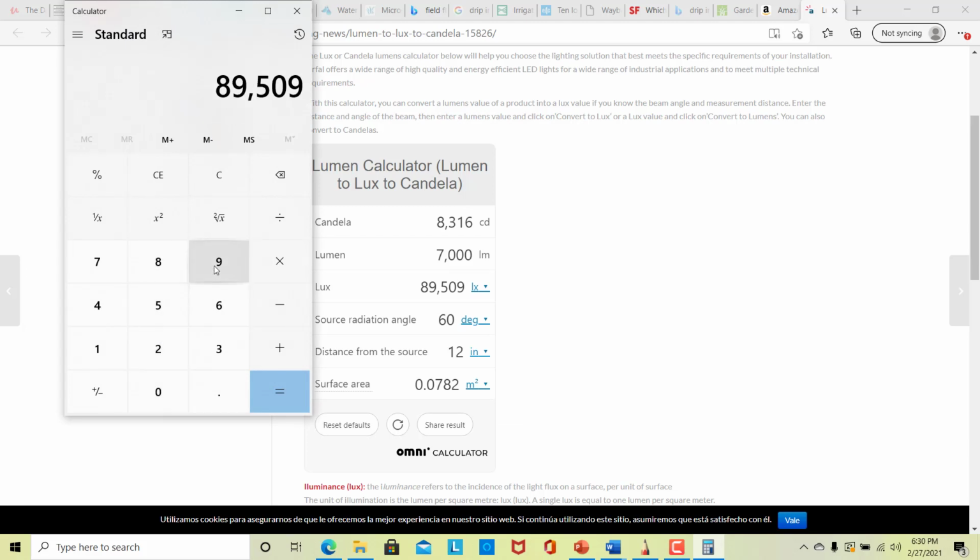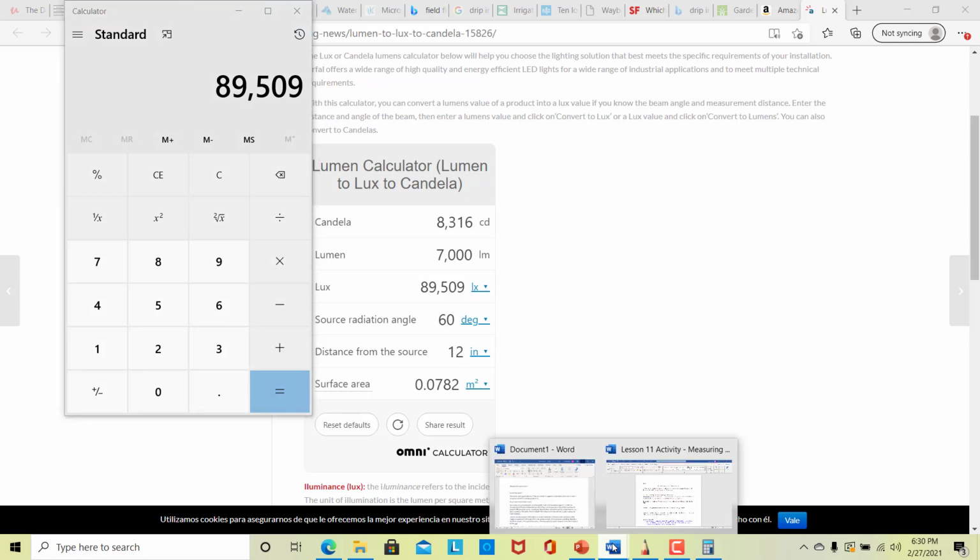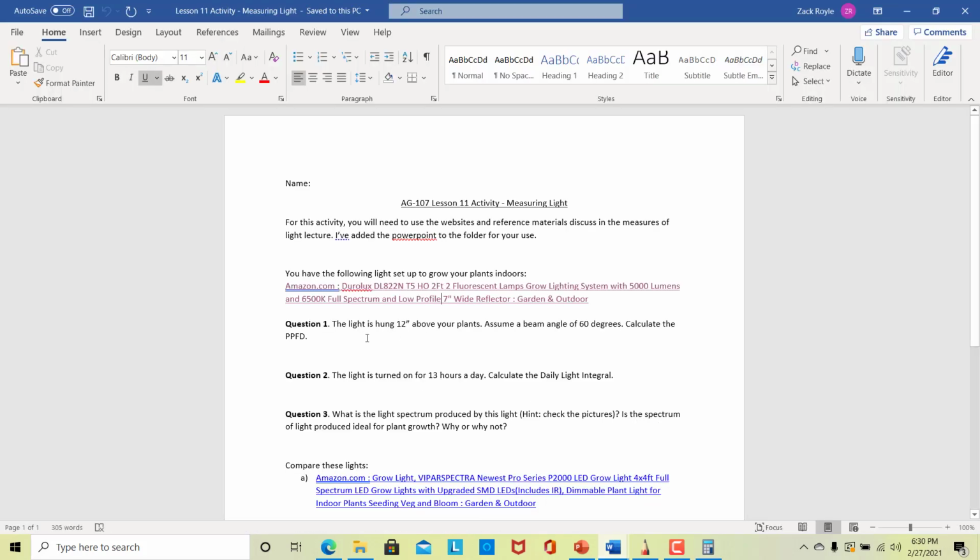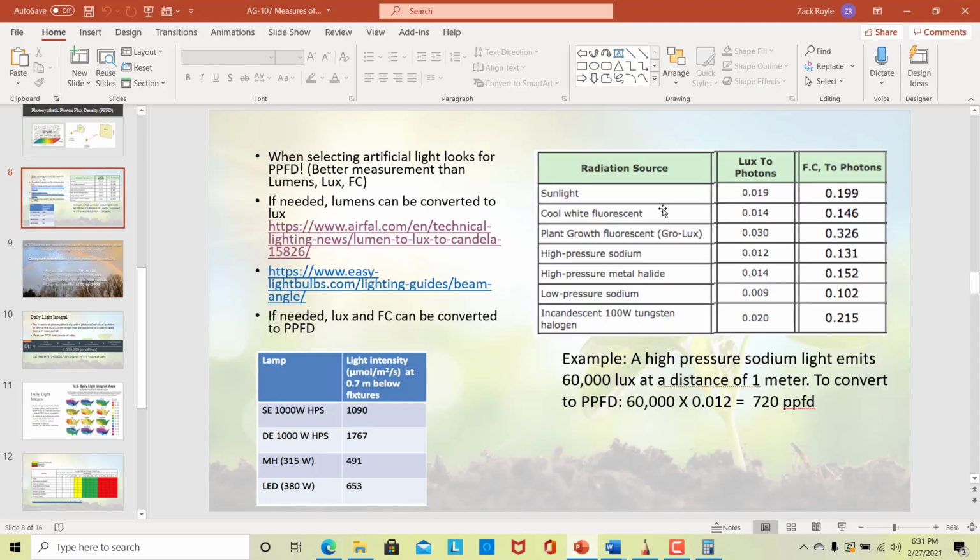89509, and we're just going to remember that value. So that's how many lux your light is producing. So if we go back to here, with a light hung 12 inches above your plants, it's producing that many lux. Now we need to convert it to PPFD. So to do that, we once again go to this table of conversions. So we find what type of radiation source it is. We were using a fluorescent light, right here, cool white fluorescent.